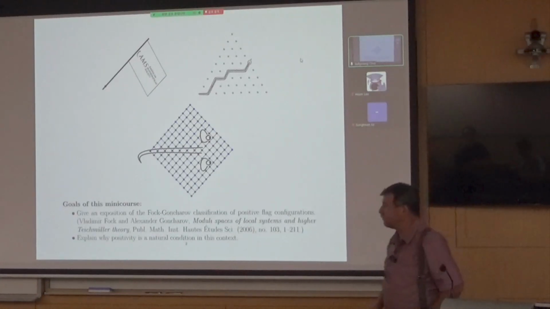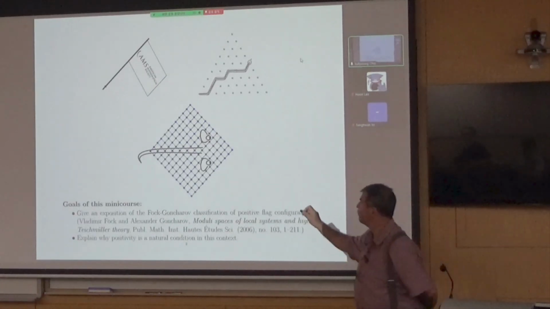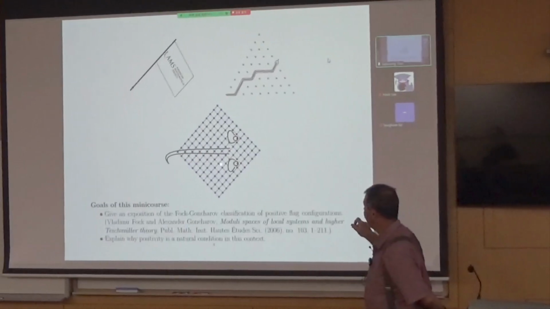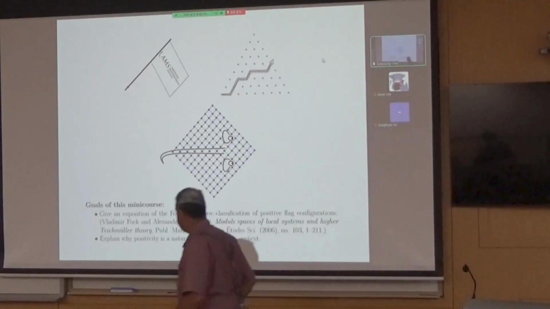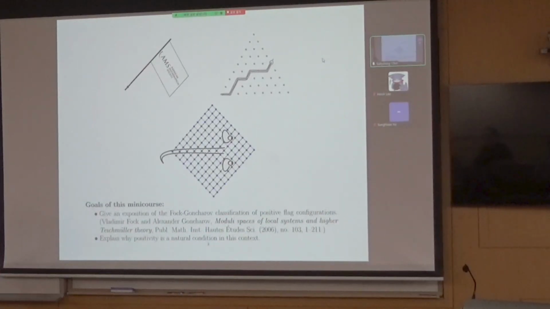Okay, so as you saw from the title, I'm going to talk about flags, snakes, and stingrays. But the real topic of the mini course is to give an exposition of this Fock-Goncharov classification of positive configurations of flags in Rn. So this is based essentially on this relatively famous paper. That paper is known to be difficult to read.